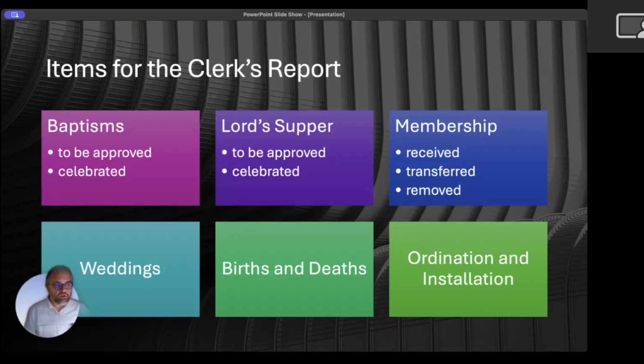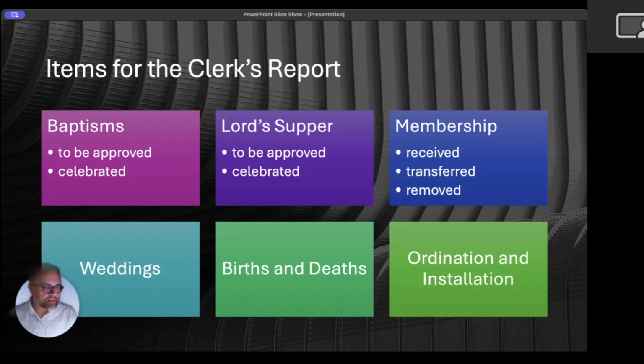You also want to include in your clerk's report items related to membership. You've received new members. You've added them to the roll in one way or another. You've transferred them out to another church, or they've been removed because of inactivity or some other reason. The clerk's report is also a great place to record weddings, births and deaths, and ordination and installation.